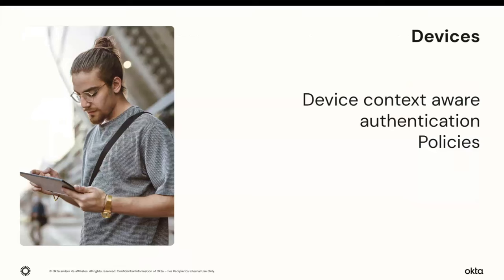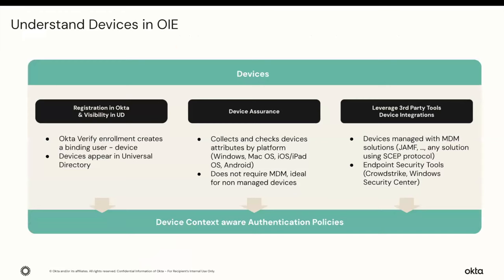The second aspect is device context. We also have a webinar on device context, but it is really a significant announcement in OIE, so I want to touch on that rapidly here. If you want to understand devices in OIE, you can create a context-aware authentication policy. What does that mean? First of all, there is a concept of registration of the device. When you install and enroll Okta Verify, there is a registration mechanism, an enrollment mechanism, that also allows us to get some information about the device.